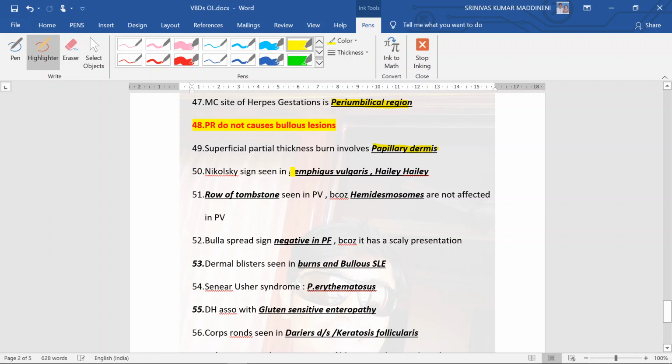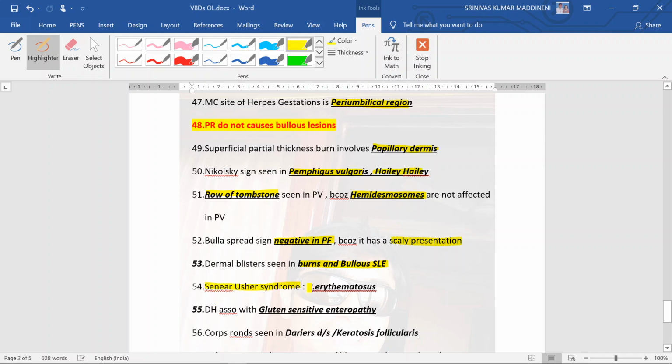Nikolsky's sign will be positive in pemphigus vulgaris and Hailey-Hailey disease. We have already discussed that pemphigus vulgaris will show a row of tombstone appearance. The reason for this is that hemidesmosomes are not affected in pemphigus vulgaris. Bulla spread sign is negative in pemphigus foliaceus. The reason is because it presents with scaly lesions. Dermal blisters will be seen in burns and bullous systemic lupus erythematosus.